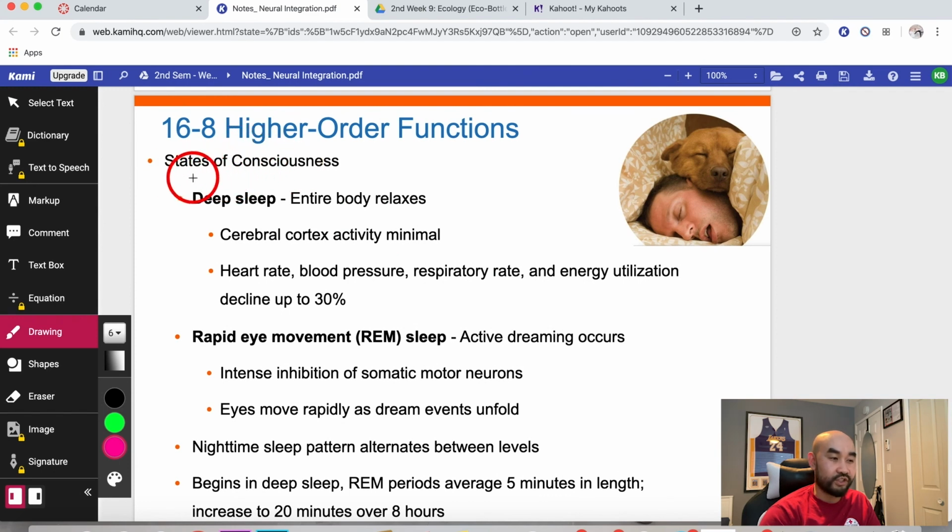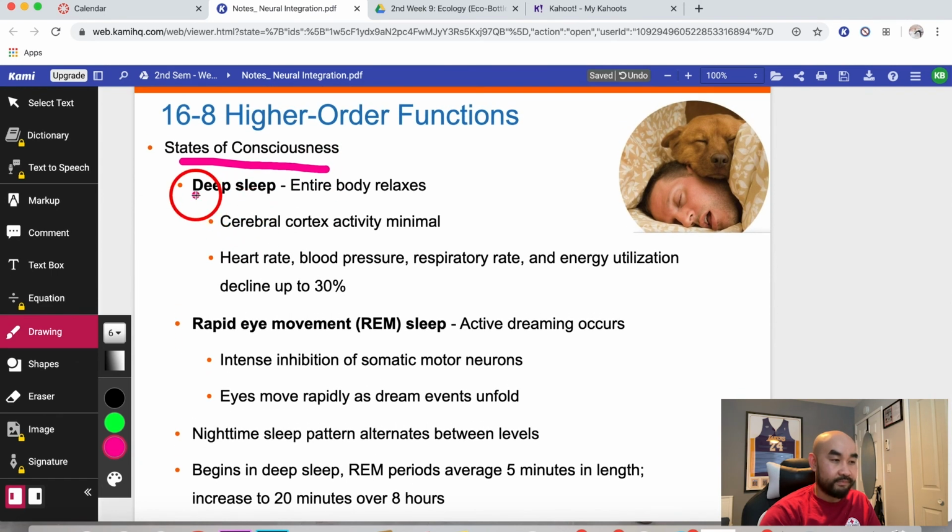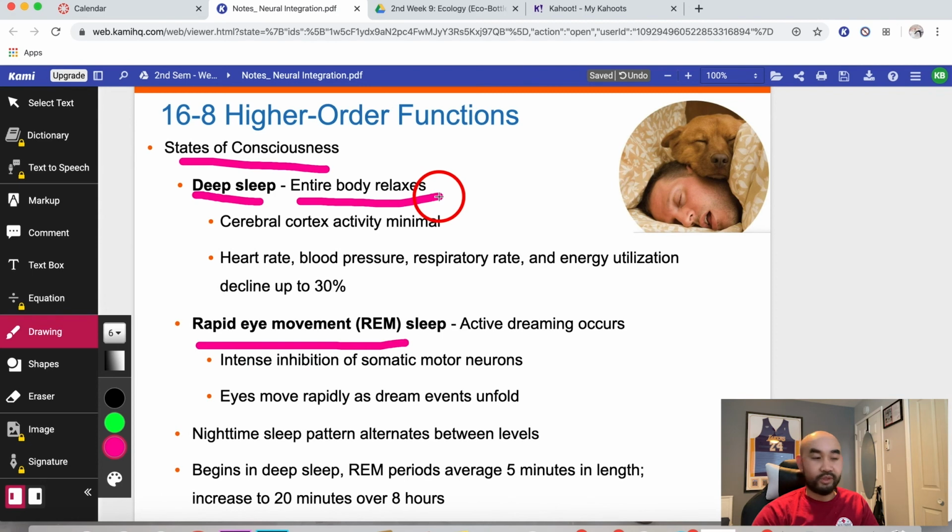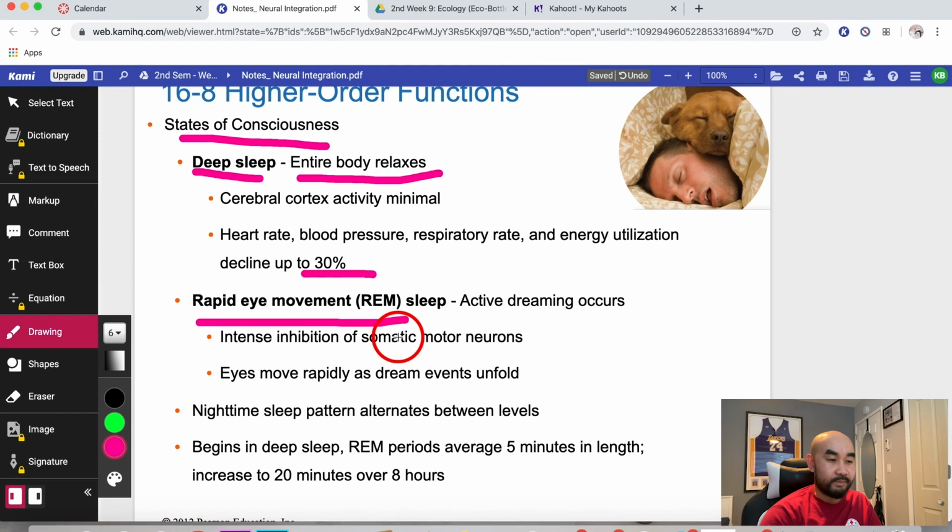The second thing we will talk about in higher order function is your state of consciousness, or sleep. There are two types of sleep: deep sleep and REM sleep, or rapid eye movement. Deep sleep is when your whole body is relaxed. I mean, you don't have conscious control anymore. Your heart rate and blood pressure decline by 30%, deep sleep. And then when you sleep long enough, you jump to REM sleep, what we call active sleep. This is when you have intense inhibition of somatic motor neurons. You want to make sure you're not sleeping and doing what you are dreaming of.